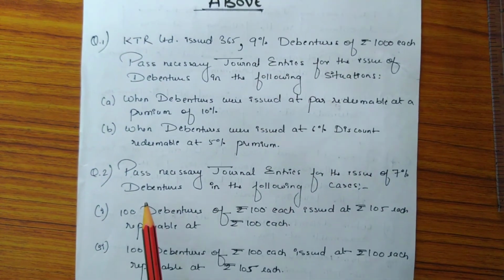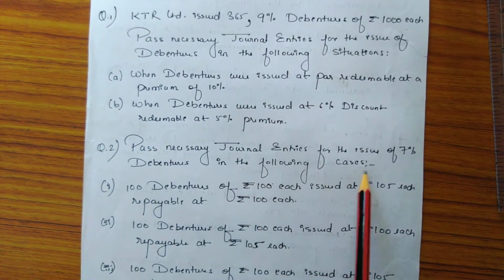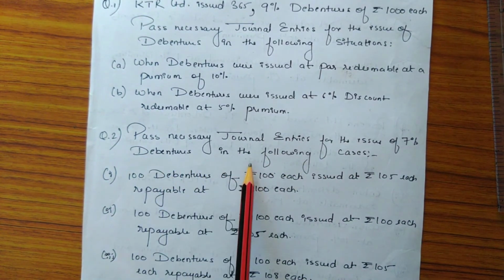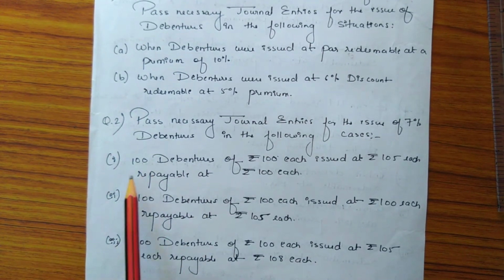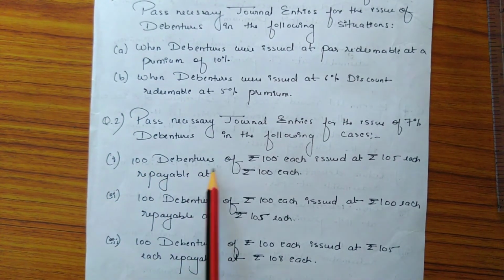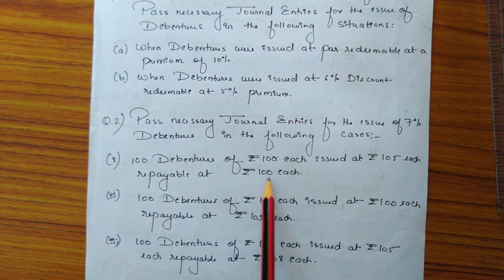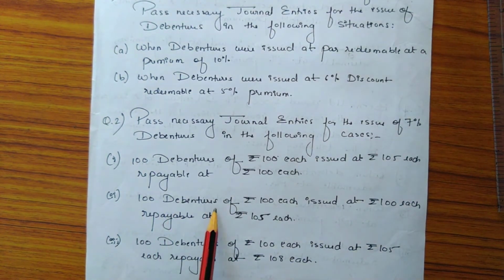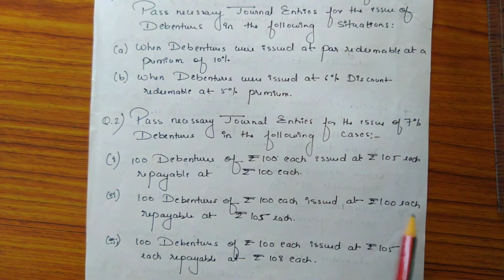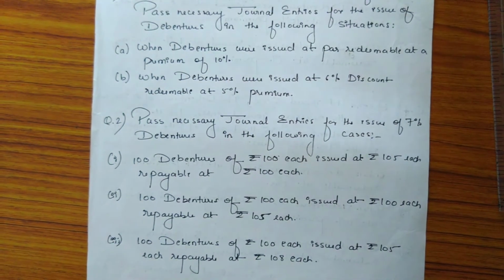Next question is, pass necessary journal entries for the issue of 7% debentures in the following cases. So the first case is 100 debentures of rupees 100 each issued at 105 each, repayable at rupees 100 each. Second case is 100 debentures of rupees 100 each issued at rupees 100 each, repayable at 105 each. And the third case is 100 debentures of rupees 100 each issued at 105 each, repayable at rupees 108 each.